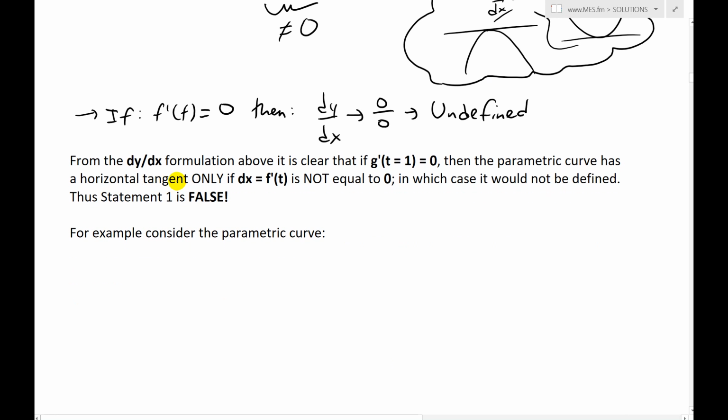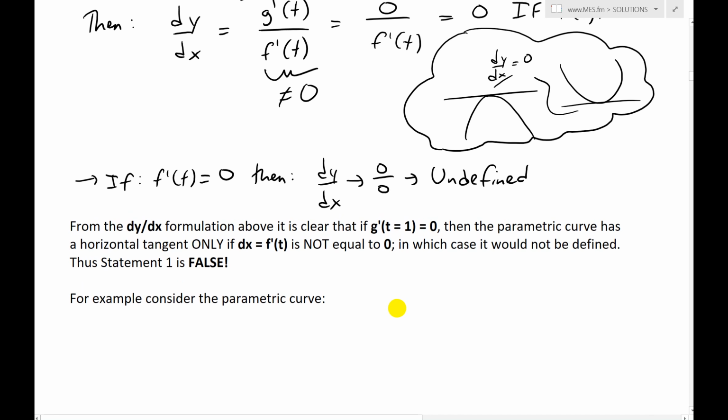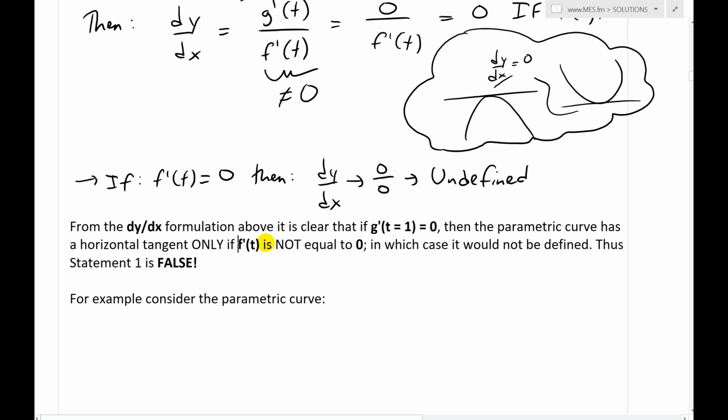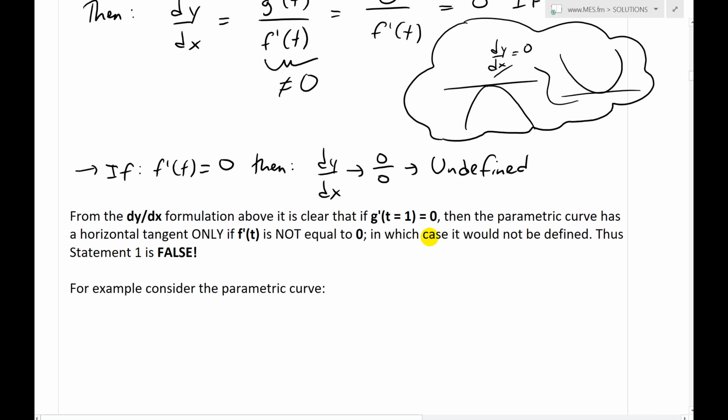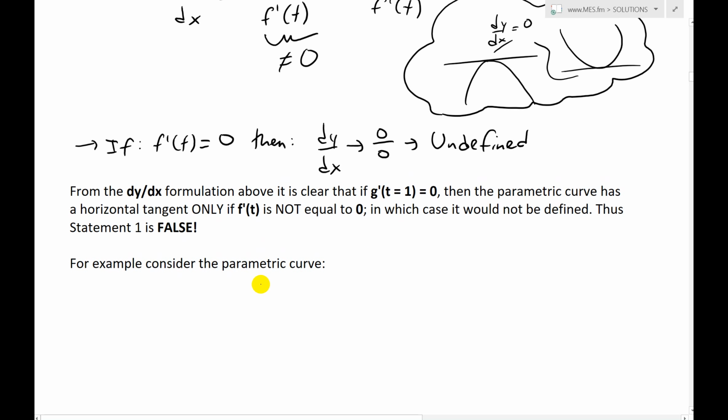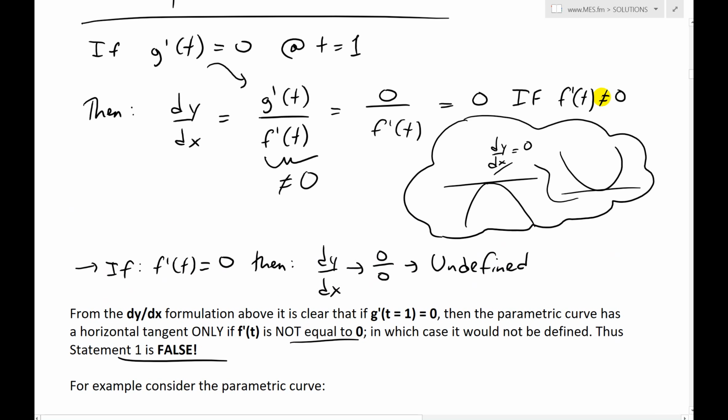So from the dy dx formulation above, it is clear that if g prime at t equals 1 is equal to 0, then the parametric curve has a horizontal tangent if dx, which equals f prime of t. Actually, this is a mistake. This isn't actually equal to that. It just ends up being like this, so some terms would cancel out, as I showed in my earlier video on parametric curves, so make sure to watch that. So this is only if f prime of t is not equal to 0, in which case it would not be defined, thus statement 1 is false right here. So it's only in this scenario.